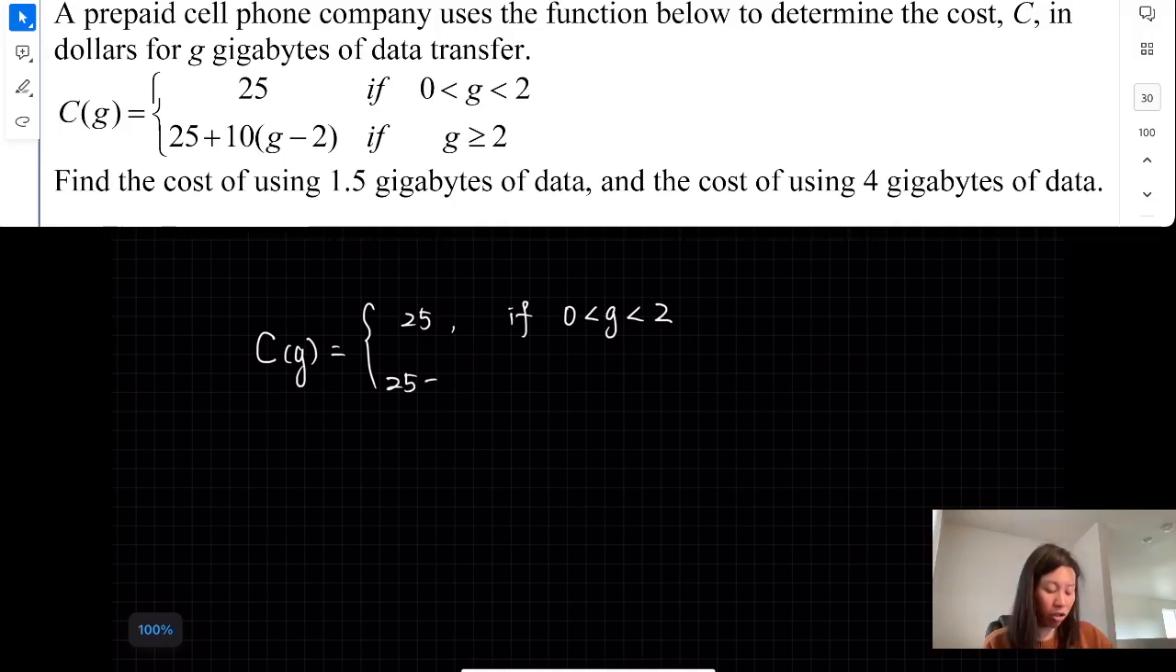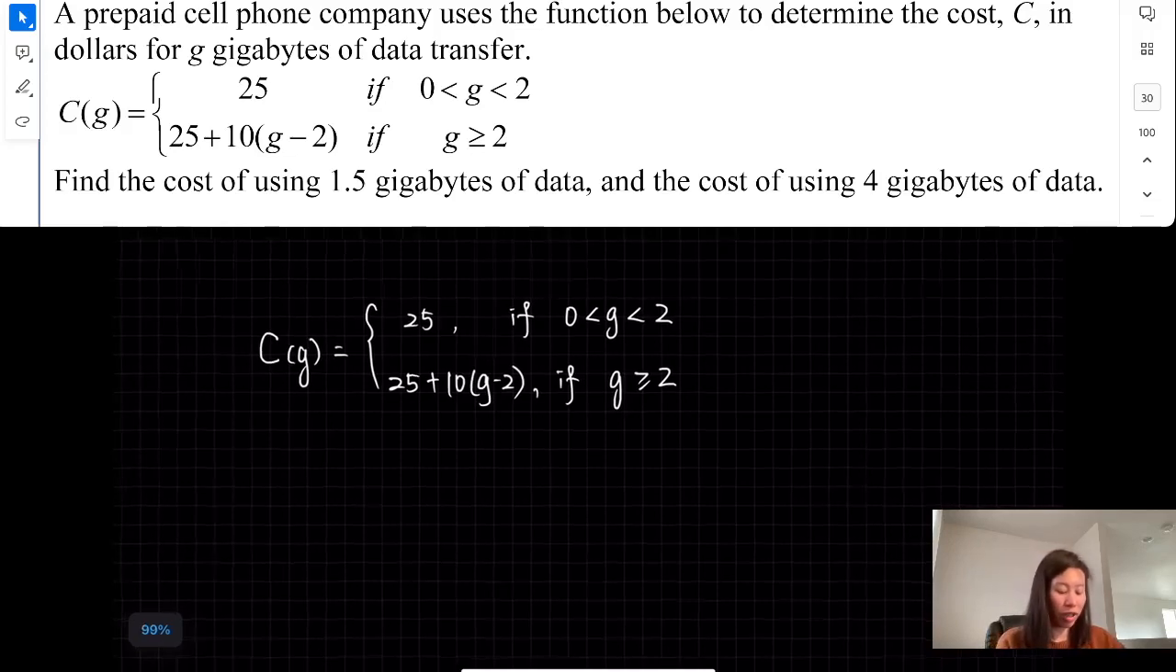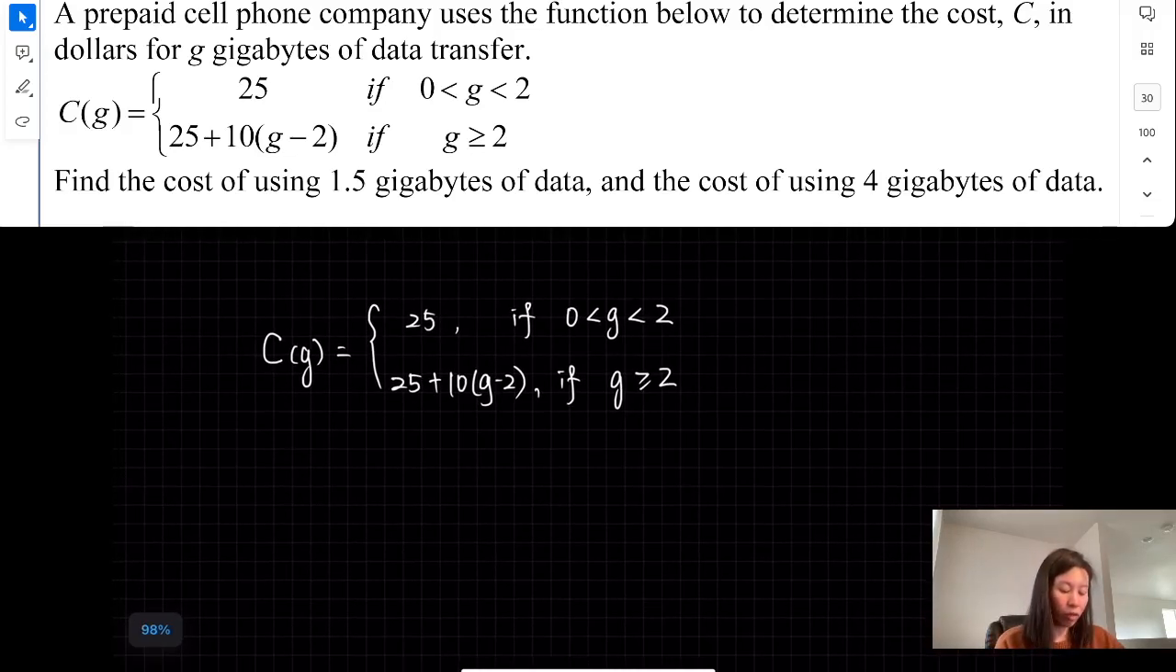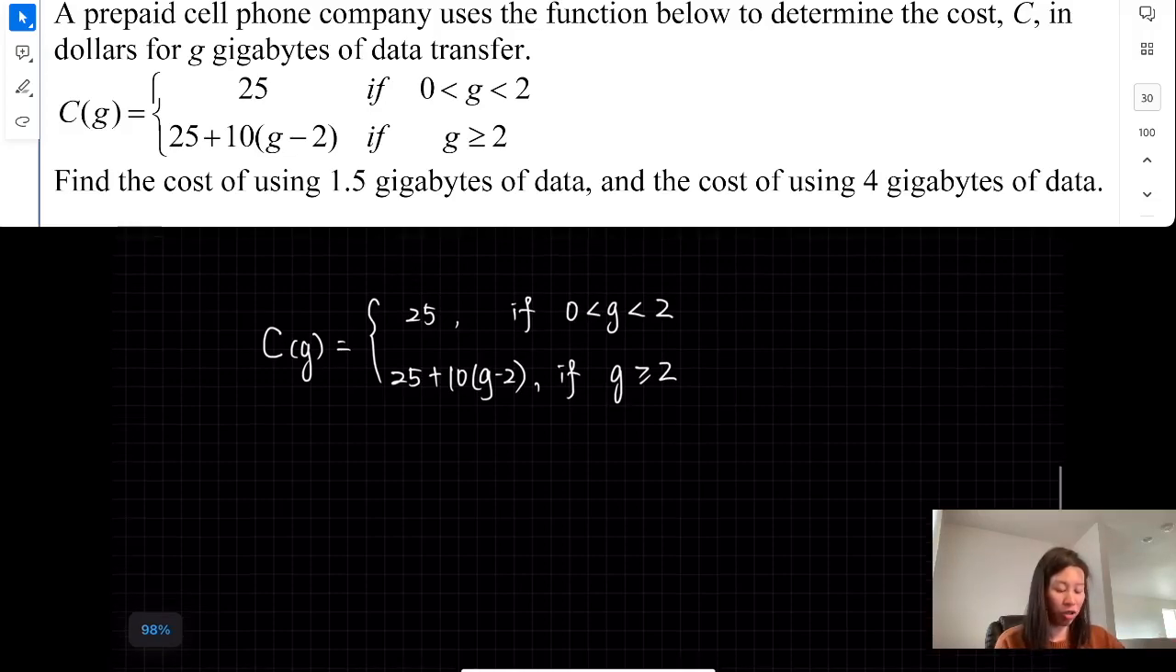Or they're going to charge you $25 plus everything above is going to be $10, right? If you don't understand that function, you can just say, if your data consumption is more than 2 gigabytes, you're going to use the second function. So the way to understand it is, what does G minus 2 mean? It means the part that is more than 2 gigabytes, they're going to charge you $10 per gigabyte, right?